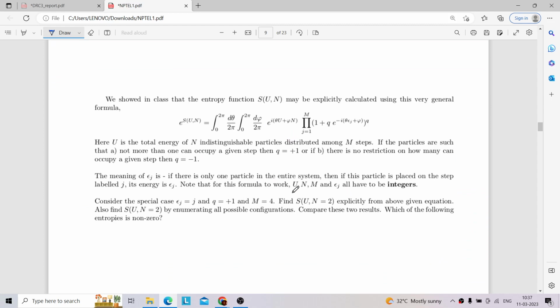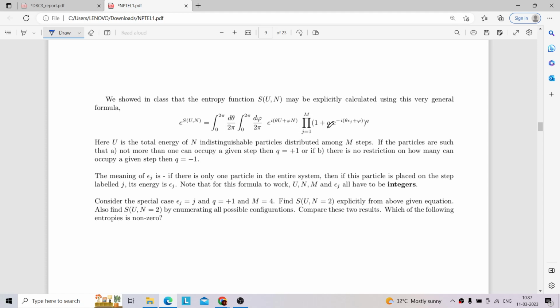So coming to the next question. The question is, we have been given a distribution, as you can see from here, that we were trying to solve previously in this class. So we have this form of the number of microstates. This e to the power S means the number of microstates, and we have this form.